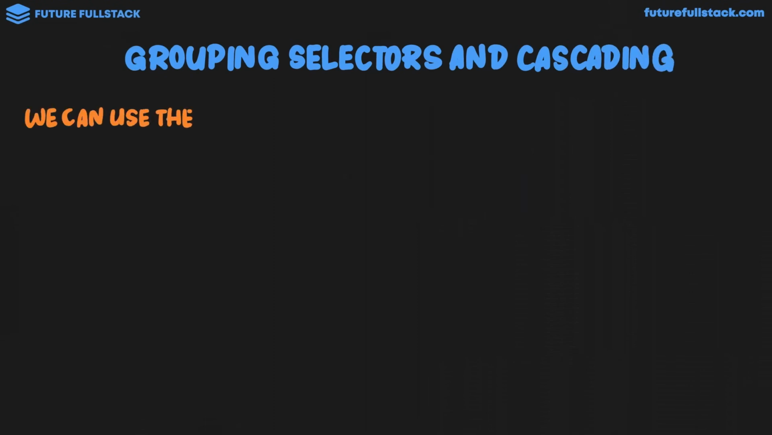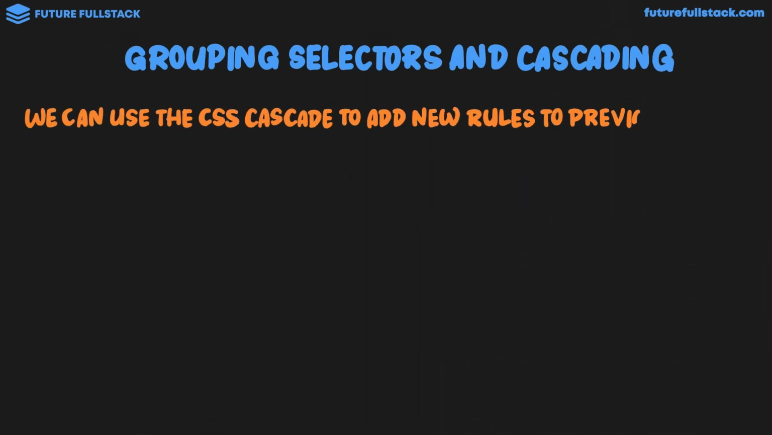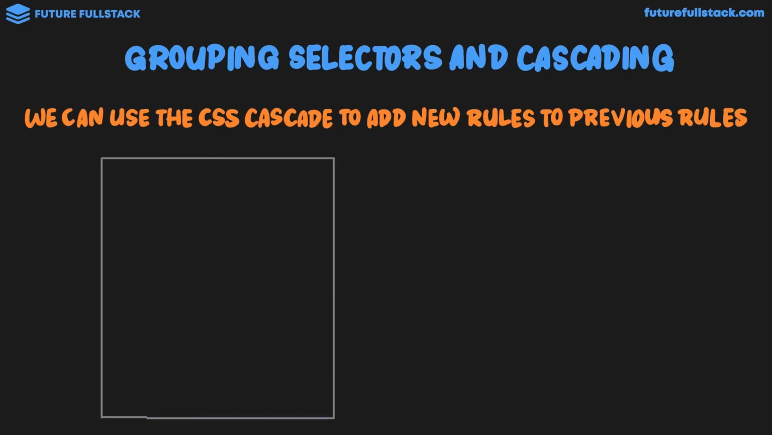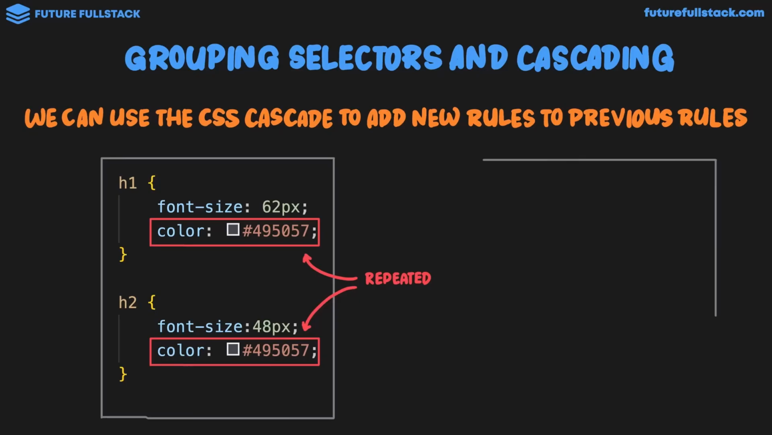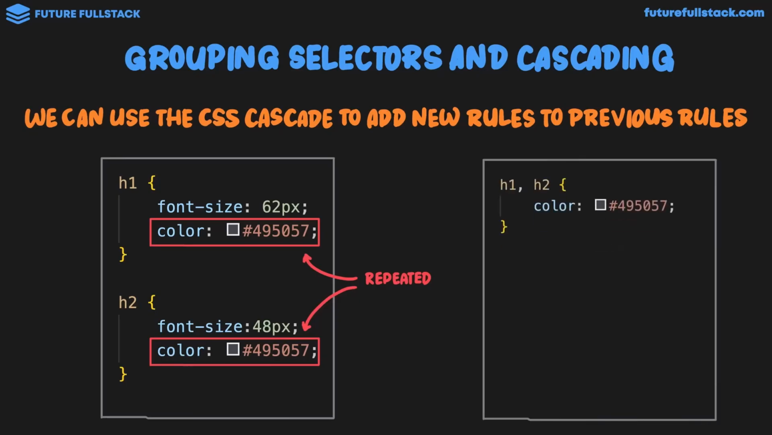We can use the CSS cascade to add new rules to previous rules. For example, the H1 and H2 here have the same color. The declaration is repeated, but the font sizes are unique. The H1 has a font size of 62 pixels, and the H2 has a font size of 48 pixels, where we have some shared styles and some unique styles. So this is how we handle it. We group together the shared styles. So here we have H1, H2 with the shared color property.